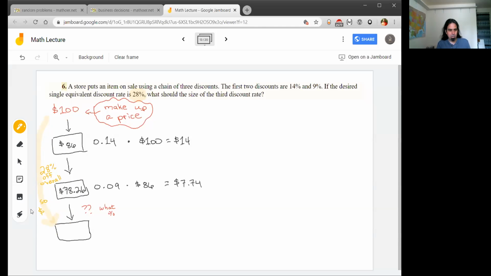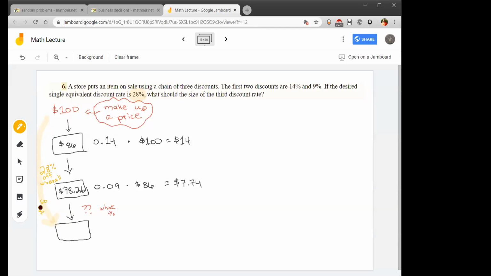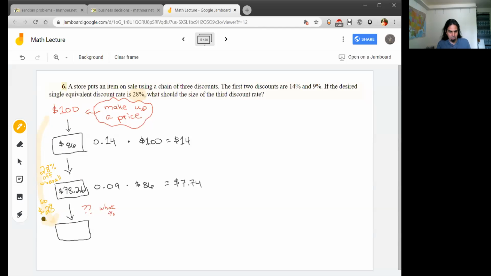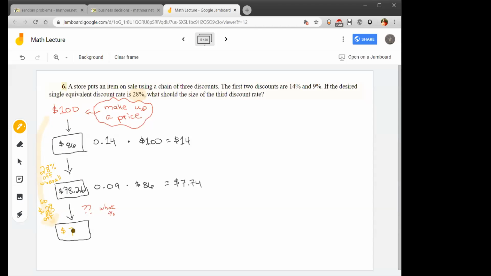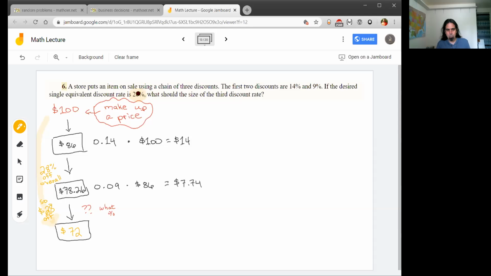Don't think too hard. 28. Yeah, it's just $28. That's why we picked the 100. So overall, this number here is just going to be 72. 72. Does that make sense in yellow?